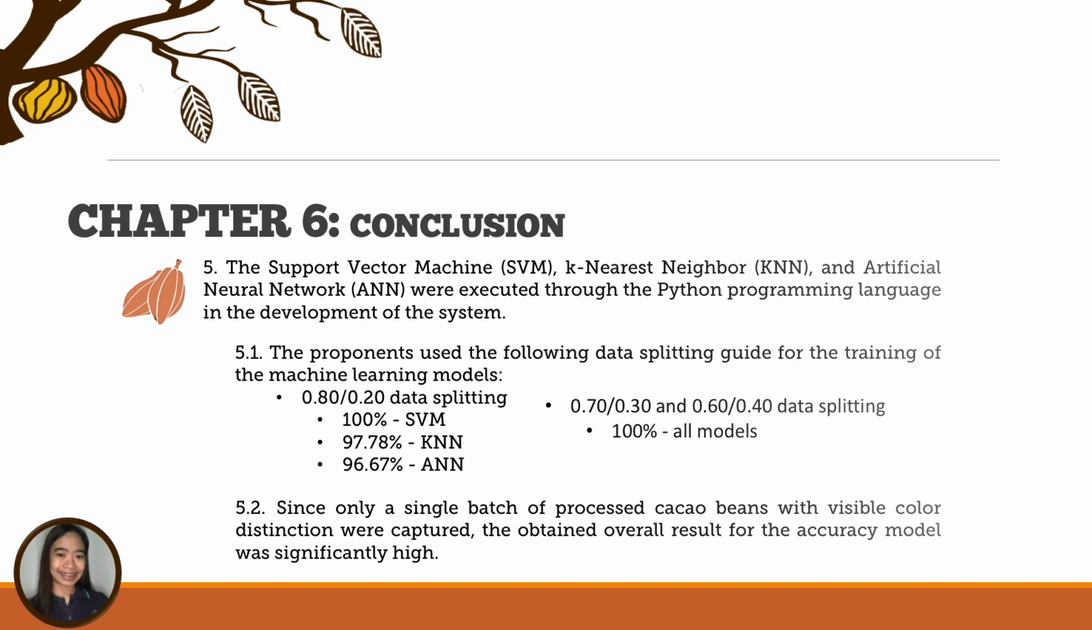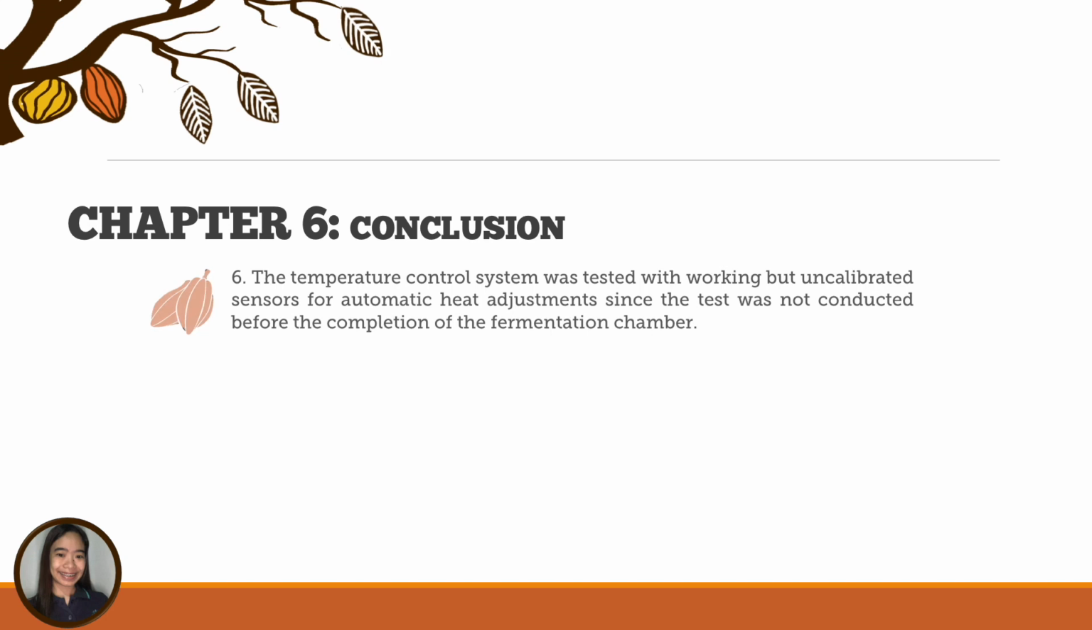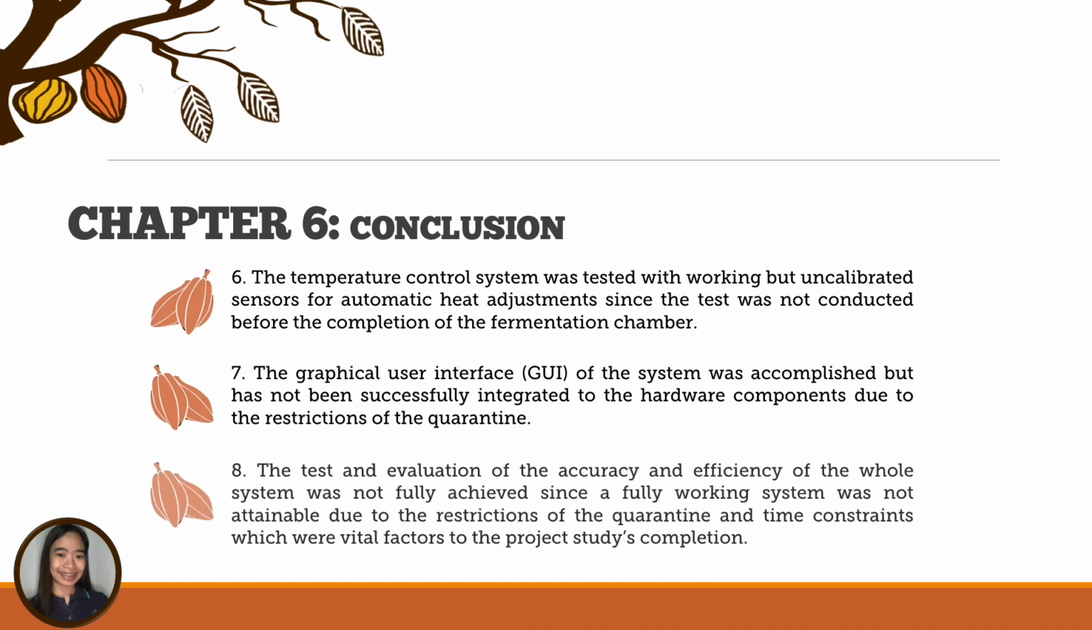The temperature control system was tested with working but uncalibrated sensors for automatic heat adjustments since the test was not conducted before the completion of the fermentation chamber. The GUI of the system was accomplished but has not been successfully integrated to the hardware components due to the restrictions of the quarantine. The test and evaluation of the accuracy and efficiency of the whole system was not fully achieved since a fully working system was not attainable due to the restrictions of the quarantine and time constraints, which were vital factors to the project study's completion.